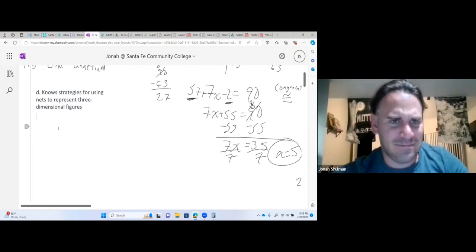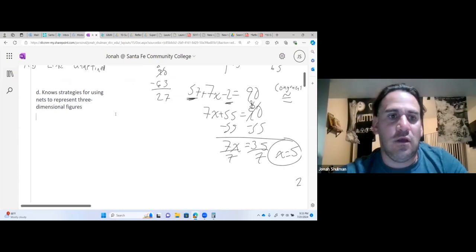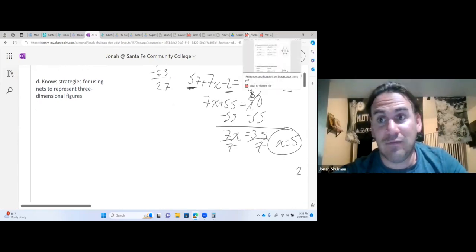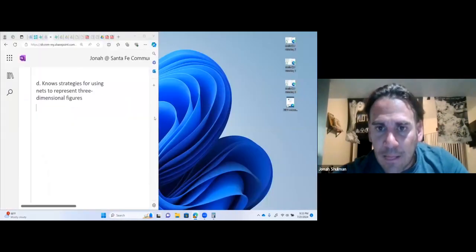We're in D, strategies to represent three-dimensional figures. I just give them the shapes. Either use technology or just bring in the shapes, have them cut them up. It'll be really useful for your students. All right, so let's get the delta.